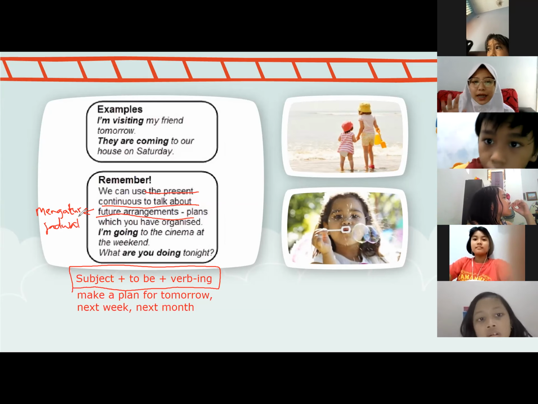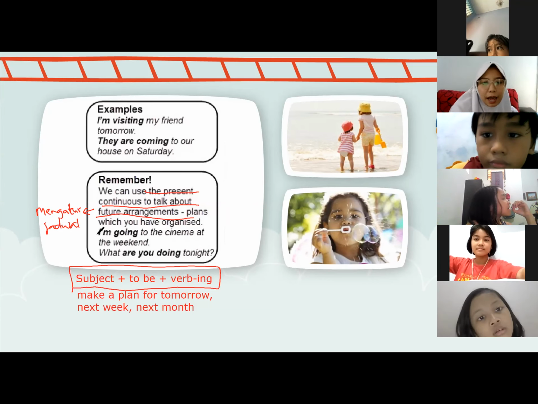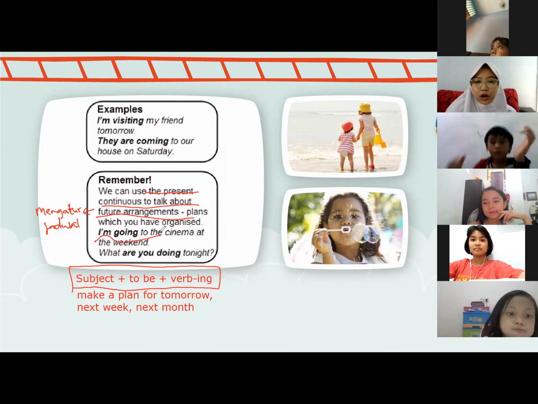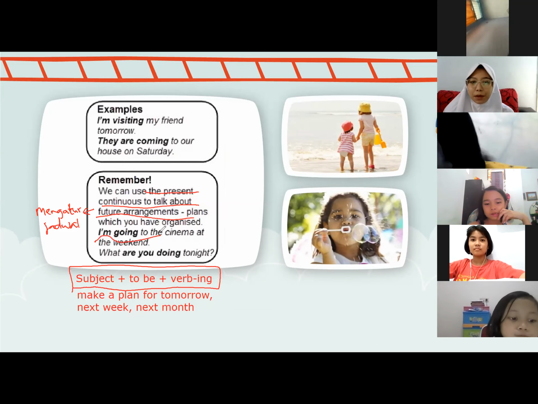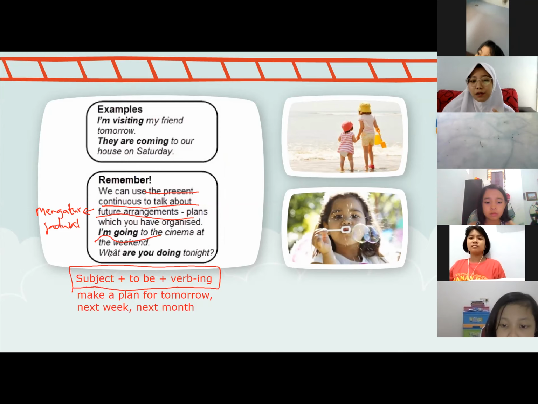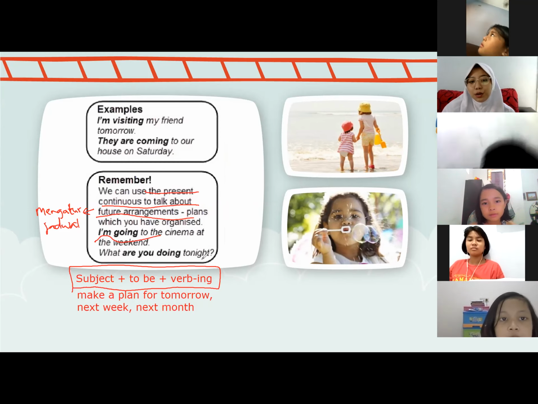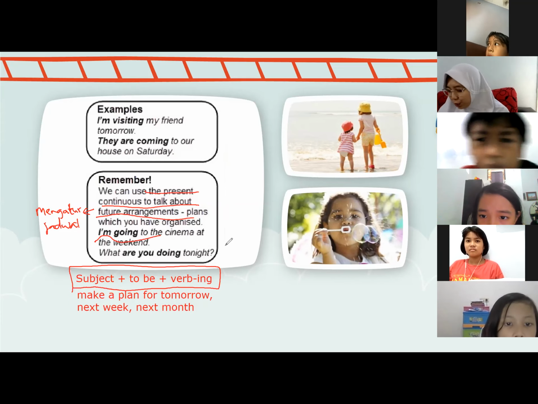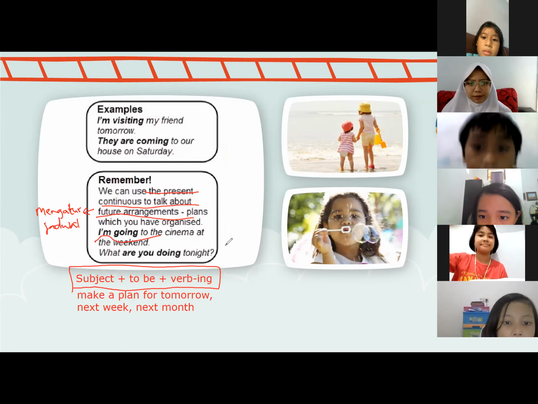So next, how is the example? Here: I am going to the cinema at the weekend. Another example. This is how to ask your friends: What are you doing tonight? This is how to ask. What are you doing tonight?